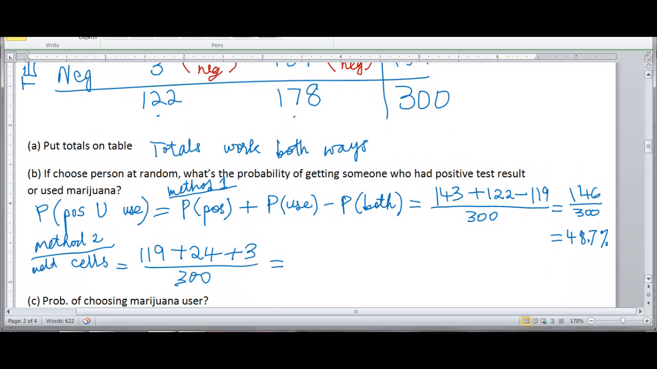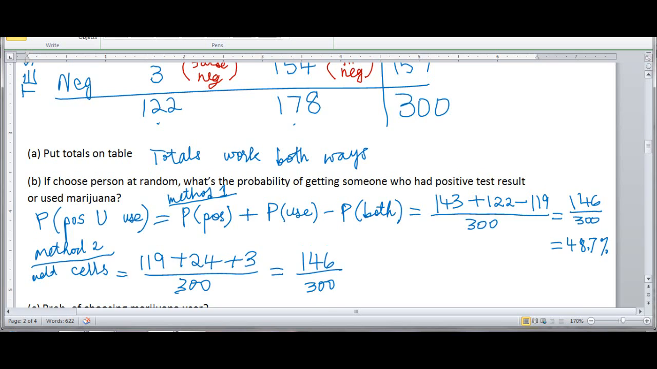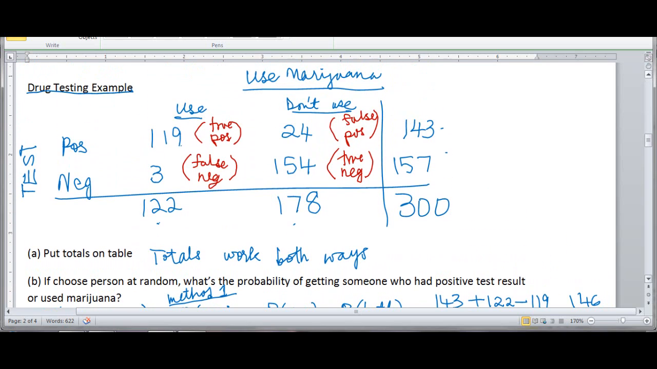So that's 119 plus 24 plus 3 out of 300, so that still gives me 146 out of 300. So you'd add up the people who are positive and the people who used, these 3 cells.